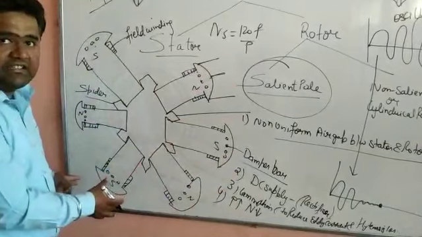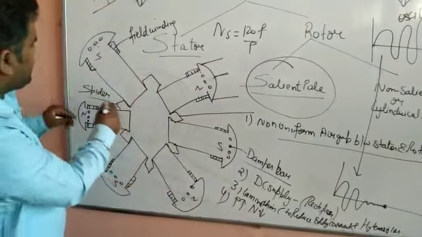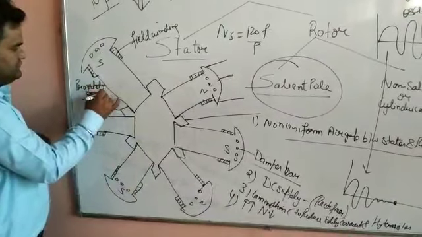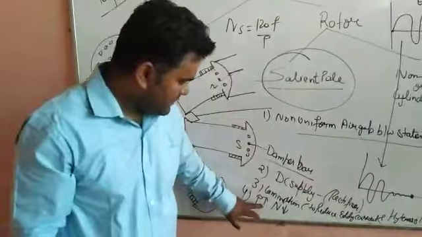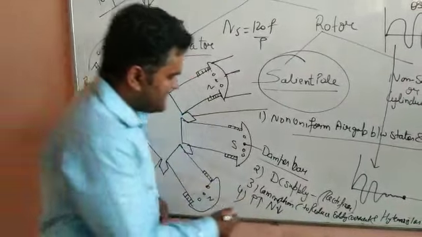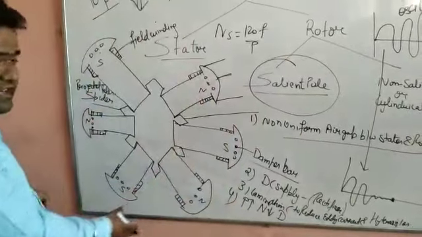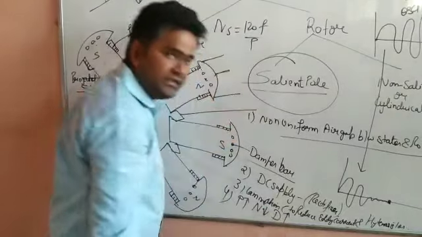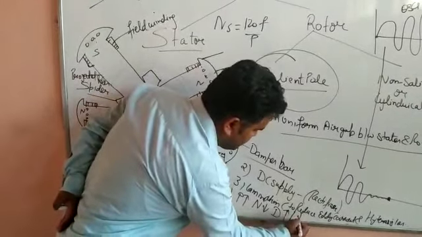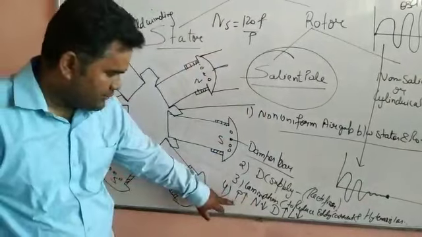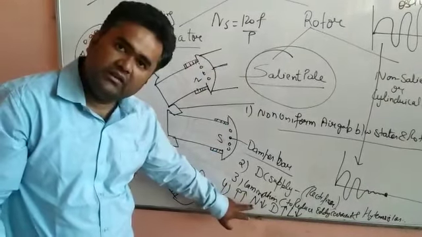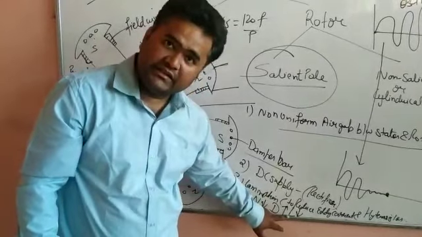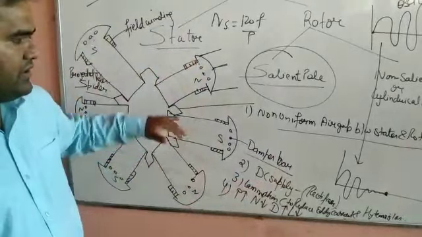The number of poles is large in this case, in salient pole type, and these are projected poles. Now in this salient pole type, poles are large, speed is less, hence the outer diameter of the stator is to be of large size, so the diameter is increased, but the axial length decreases. Poles increase, speed decreases, diameter increases, length decreases. This is the main funda that you have to remember.